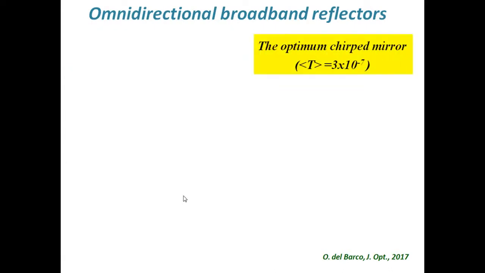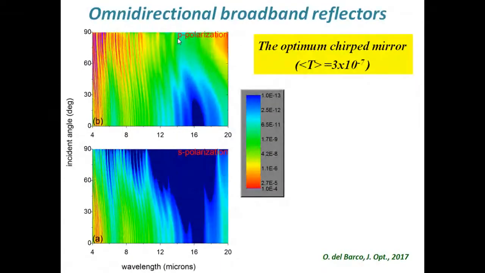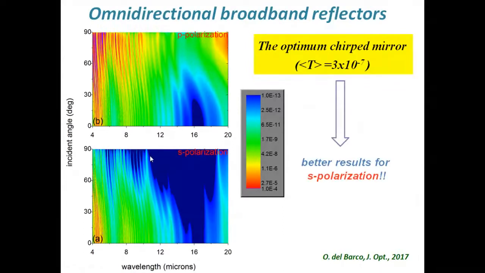So for this case, for the optimum mirror, an average transmittance of 10 to the minus 7 is obtained. For both polarizations, P and S, versus the angle and wavelength in microns, we get this result. Just remember, bluish and reddish colors mean high reflectance bands.